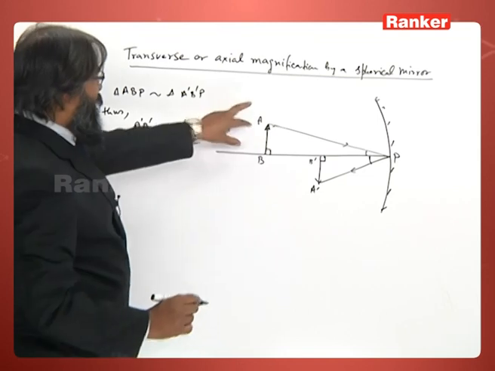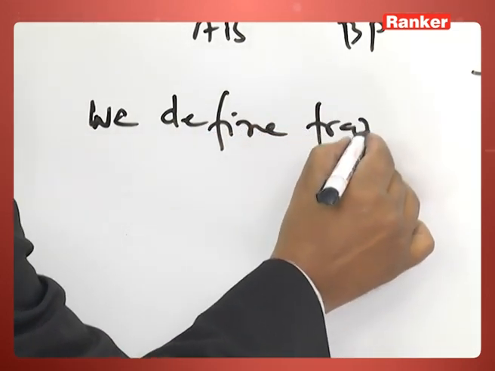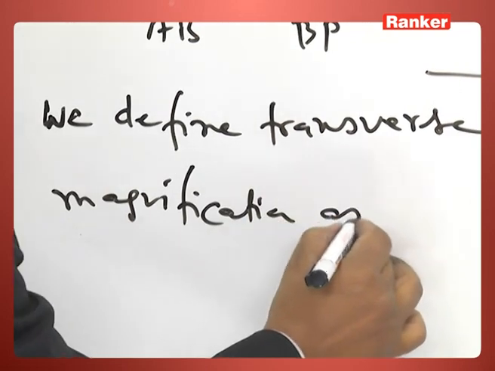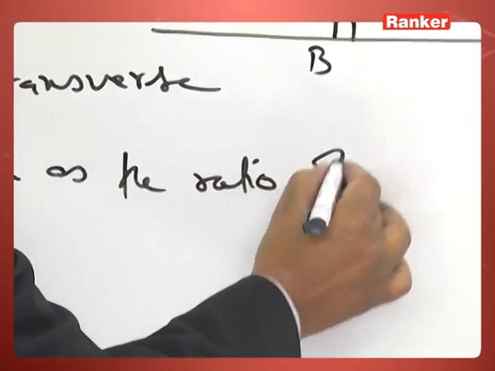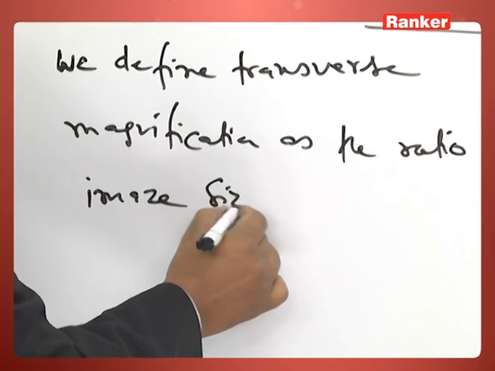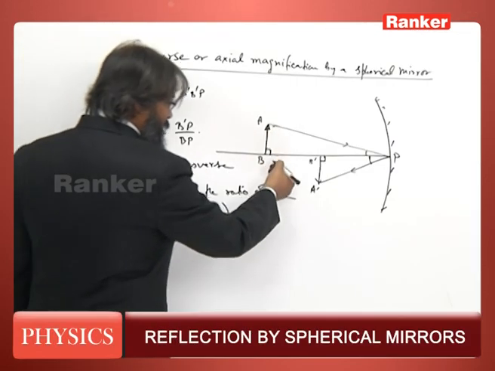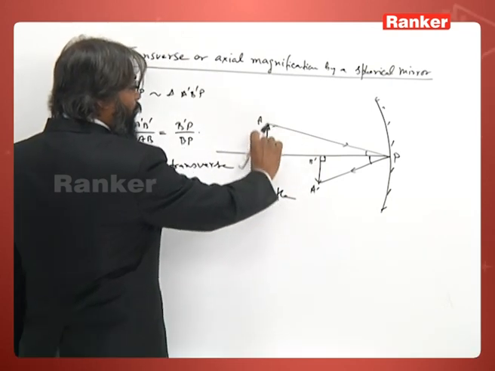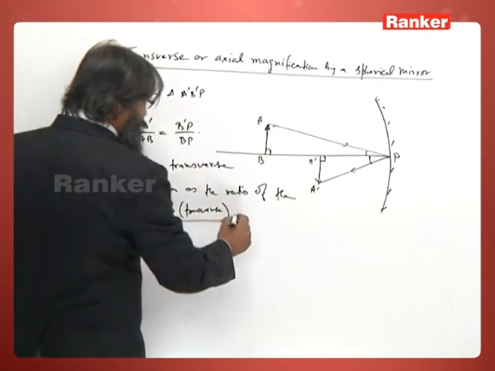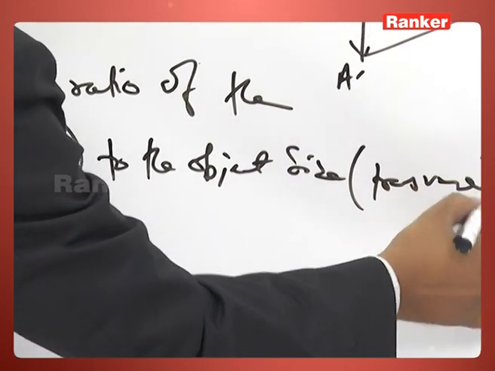Now, we define transverse magnification as the ratio of the image size transverse, sometimes we call this image height. So image size means here the size should be normal to this principal axis, the length, this distance normal to this principal axis. So image size to the object size, transverse. This is how it is defined.